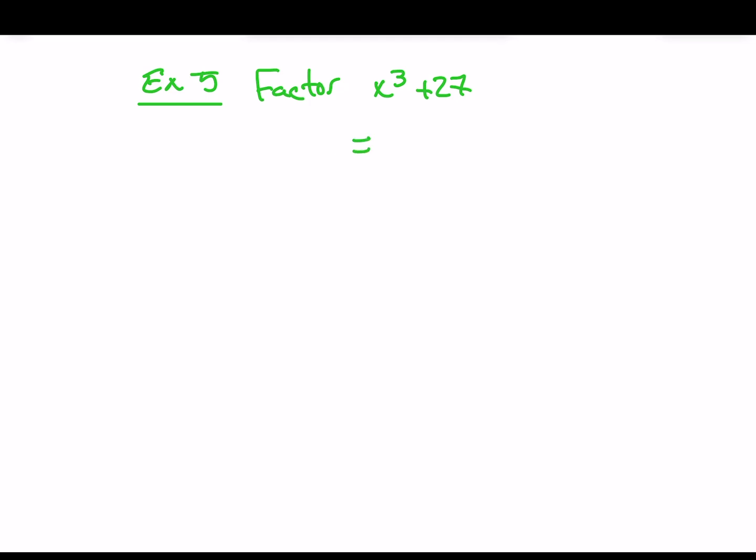Example 5. We want to factor x cubed plus 27. So first we want to figure out, is this a sum or difference of cubes? Well, it's a sum of something, but x cubed plus 3 cubed. 3 cubed is 27. So we can rewrite that as a sum of cubes.